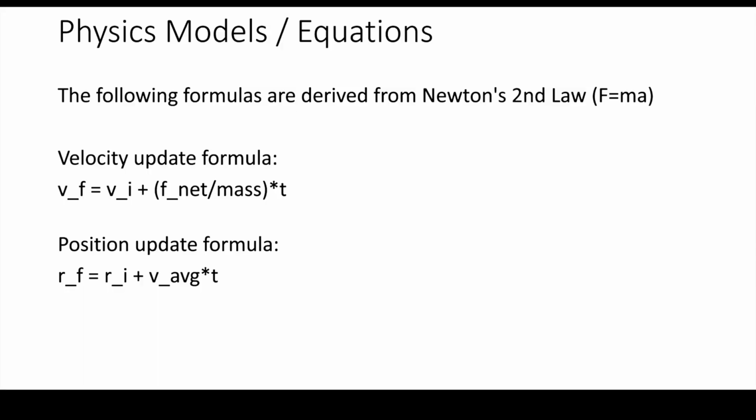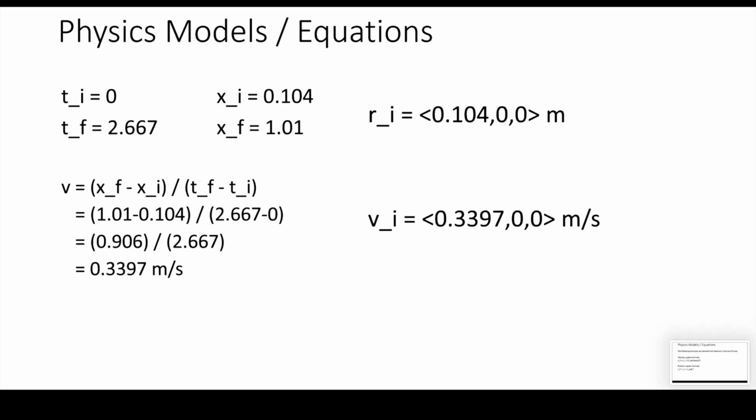In the GlowScript code, we'll be using the velocity update formula and the position update formula, which are both derived from Newton's second law, F equals ma. You can see the velocity update and position update formulas on the screen right now.